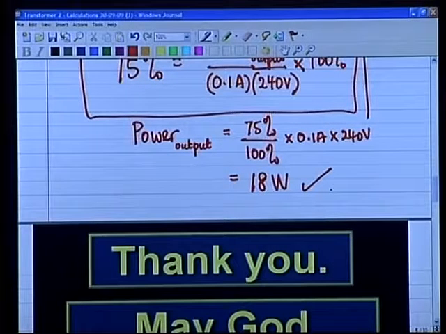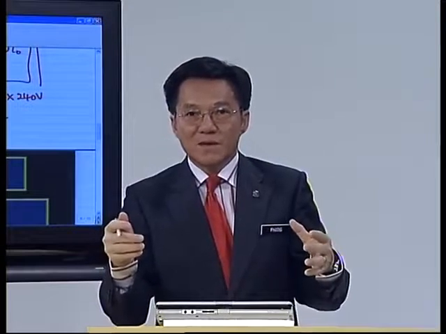And after you have done this, I am sure you have understood another aspect of transformer. You can calculate the power output. You can actually calculate other quantities if required to. So with this, I know that you will try out other questions, and after that, you will improve further.